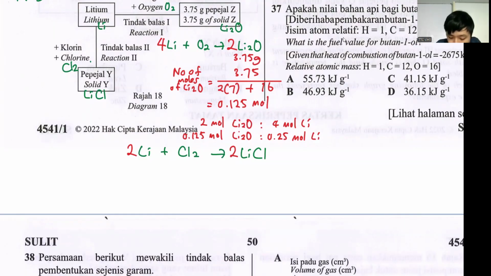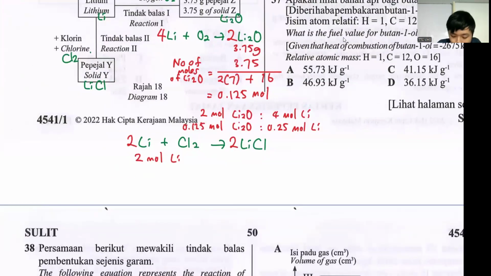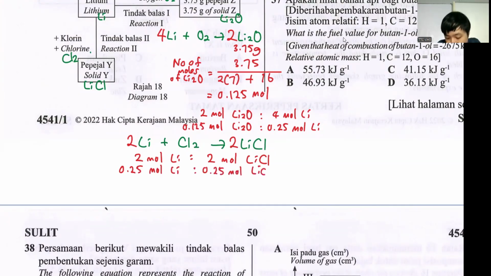Since the ratio, I got 2 mole of lithium to 2 mole of lithium chloride. So just now I got what? 0.25 mole of lithium. Then also I will get 0.25, because 2 to 2 means 1 to 1. Yes, you have to check first. Then only I can use this 0.25, multiply the molar mass to get the mass of lithium chloride.